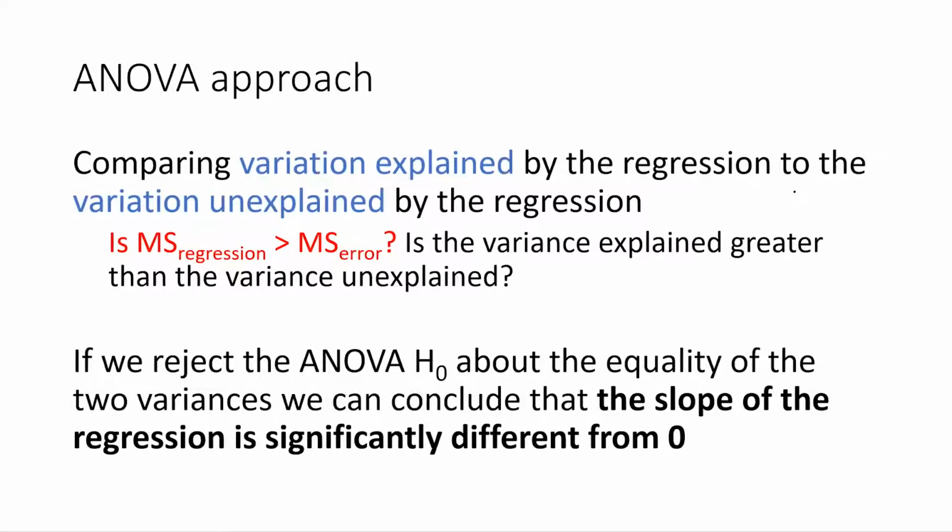So if our mean squares regression is greater than our mean squares error, that means that the regression explains a significant amount of the variation. So the variance explained is greater than the variance unexplained, meaning that we probably have a significant slope.